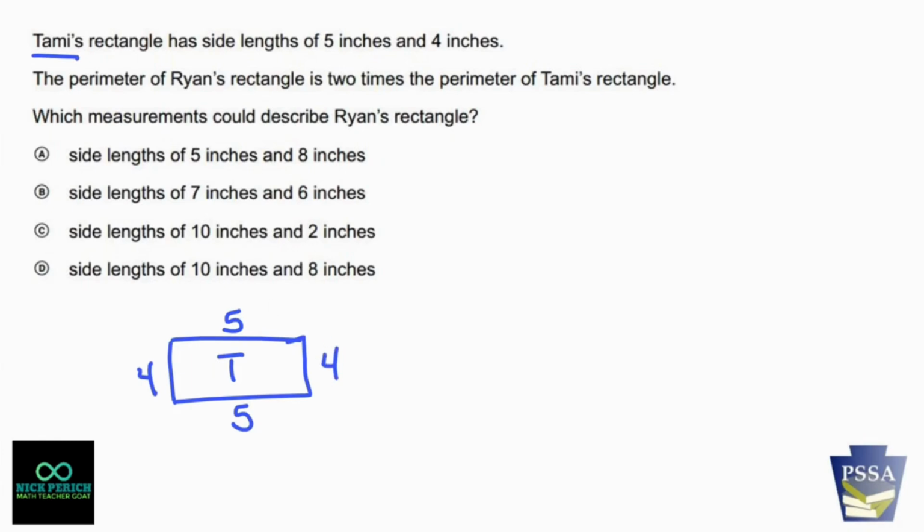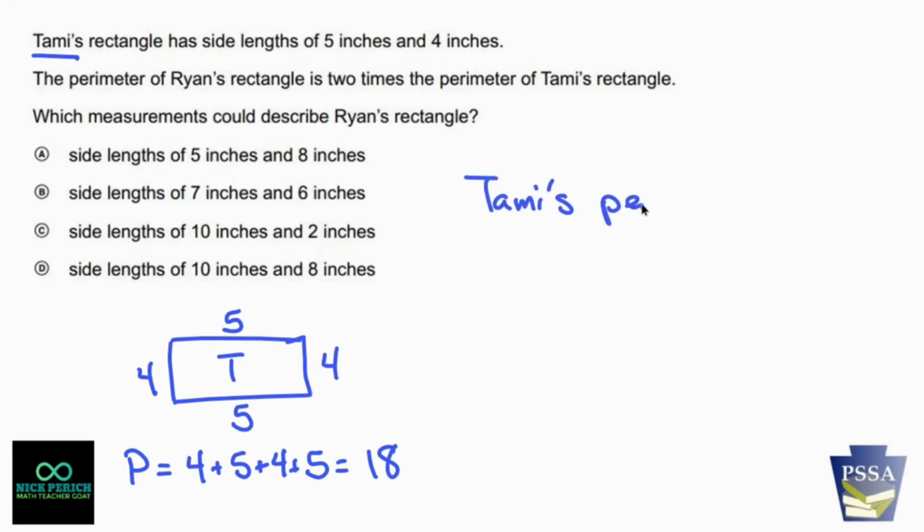Now the perimeter of any shape is found by adding up all the sides. So I'm going to do 4 plus 5 plus 4 plus 5. You're allowed to use a calculator, or you could just do the mental math if you want. But if you add these all up, 4 plus 5 plus 4 plus 5 is going to be 18. Now that means Tammy's perimeter is 18.